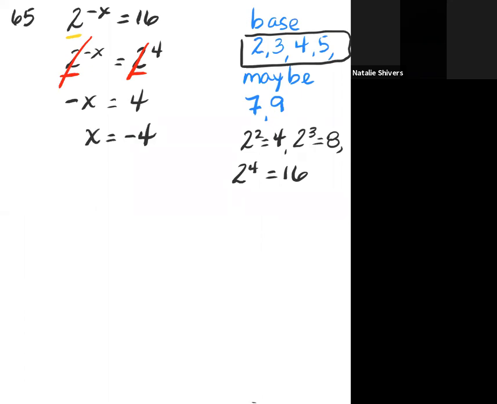And if you were to check this, I'm going to do it in green. Hopefully you guys can all see this. So on the check, 2 to the negative negative 4 equals 16. 2 to the 4th equals 16. Super easy to check. Check. Perfect. All right. So now it's going to get one step harder. All right. So (1/5) to the x equals 1 over 25.